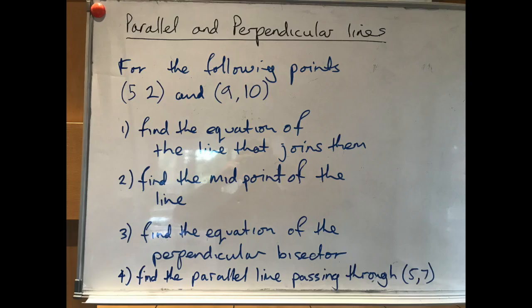So let's have a look at these things in action. Here's a question with 4 parts to it. The first one is to find an equation that joins 2 points. We've done that before. The second one is to find the midpoint of that line. That's going to use that average of x values, average of y values. Then we need to find the equation of the perpendicular bisector. Well, we've had a look before at finding equations, but we're going to have to use perpendicular gradients in there. And the last one is to find a parallel line that passes through a given point.